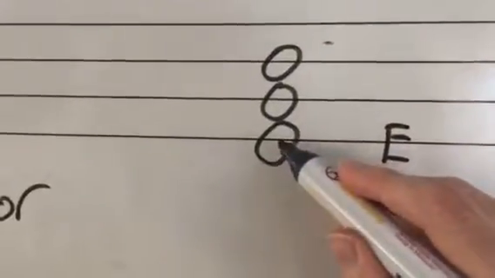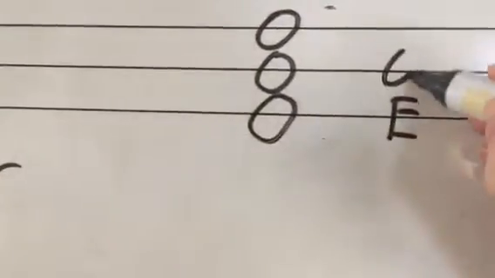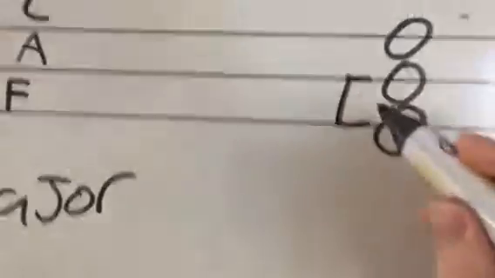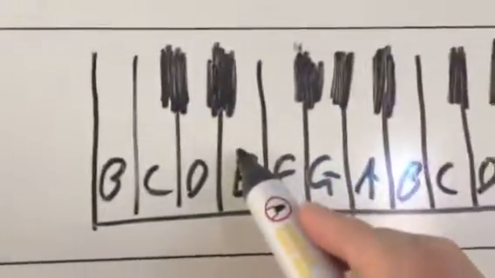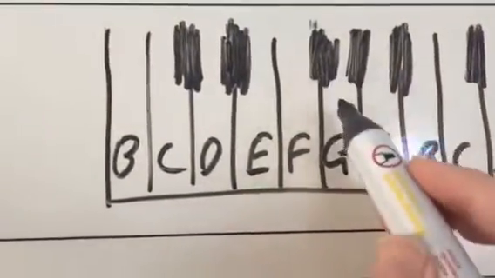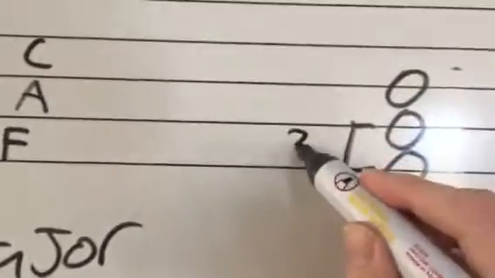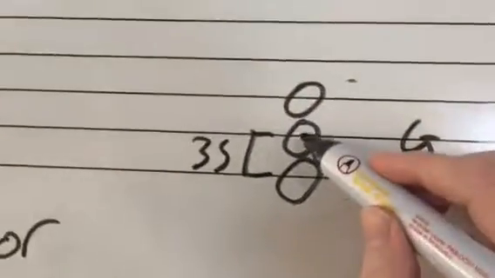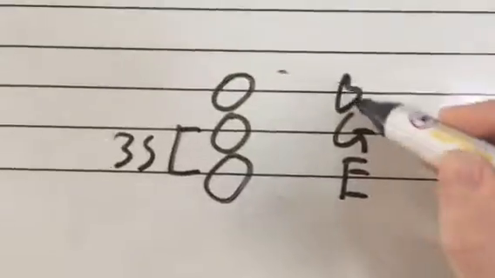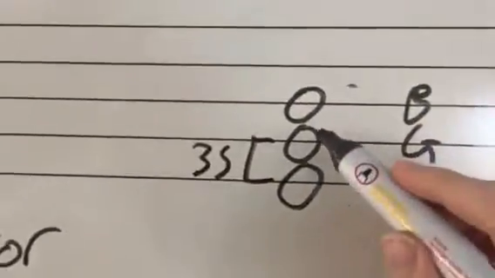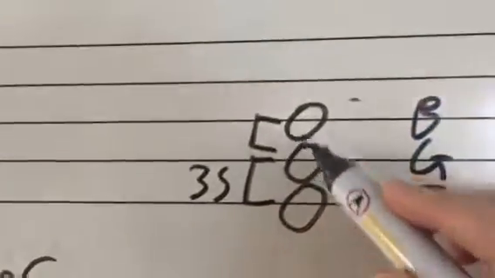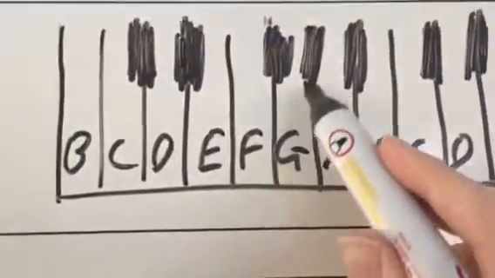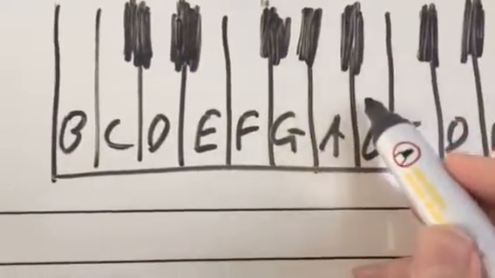So let's measure this one. E to our middle note G. That is a distance of 1, 2, 3. 3 semitones. And then G to our top note of a B is 1, 2, 3, 4.